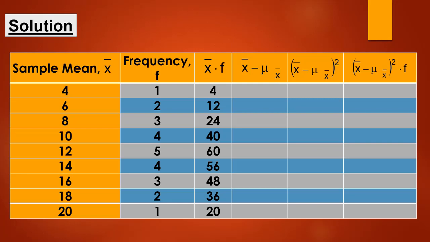All right, so we just said that mu of x bar was 12. And so we have to take our sample mean, the x bar, minus the mu of x bar. So for the first row, it's 4 minus 12, which is negative 8. Then we've got 6 minus 12, which is negative 6. 8 minus 12, which is negative 4. 10 minus 12, which is negative 2. 12 minus 12, which is 0. Then 2, 4, 6, 8.